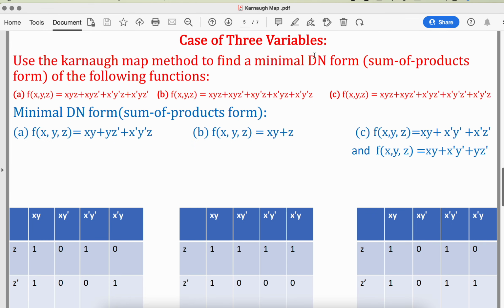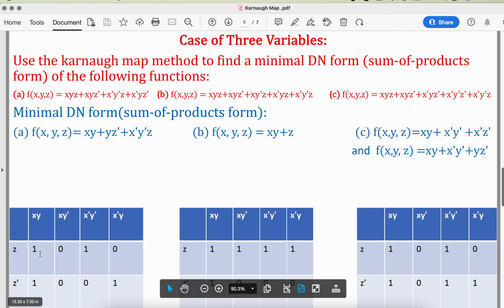Now the case of 3 variables. 3 variables means 2 raised to power 3. We have 8 squares. So 1, 2, 3, 4, 5, 6, 7 and 8. In case of 3 variables, in each Karnaugh map we have 8 squares.